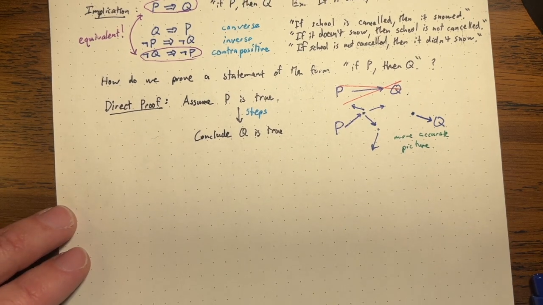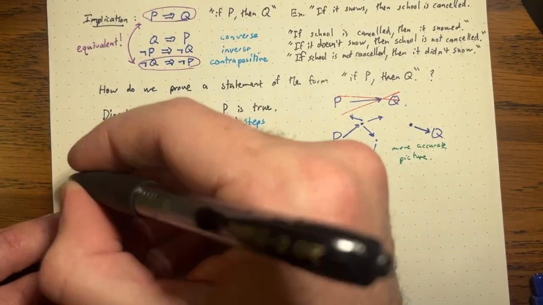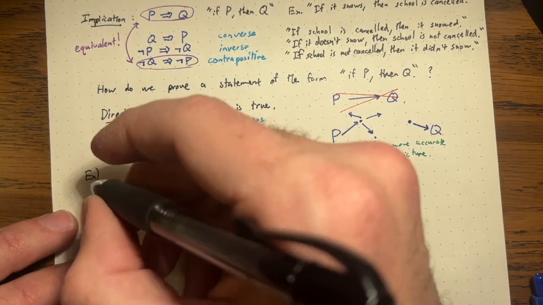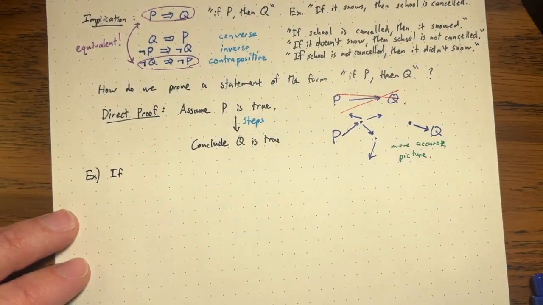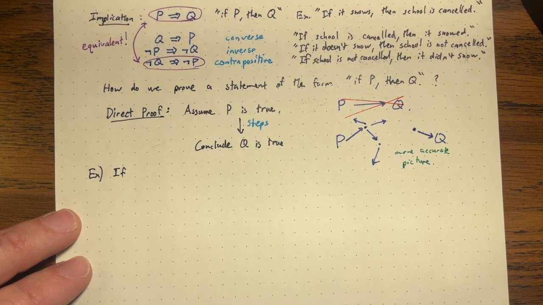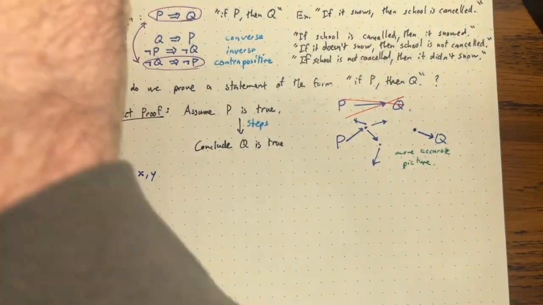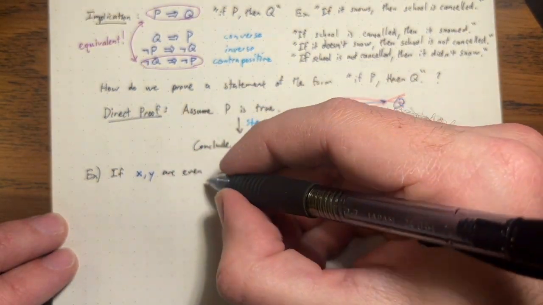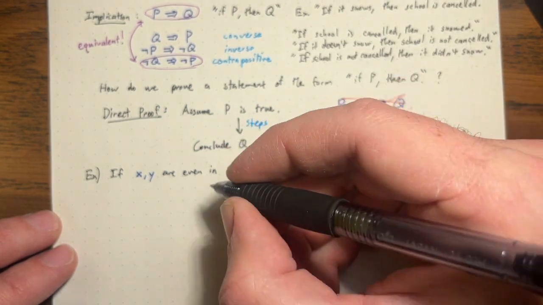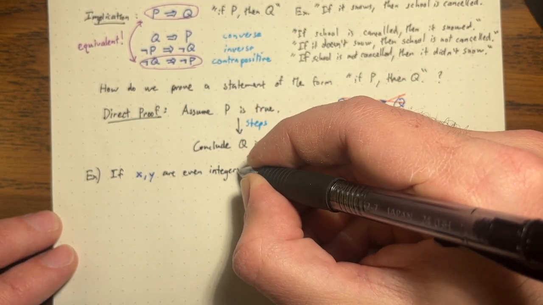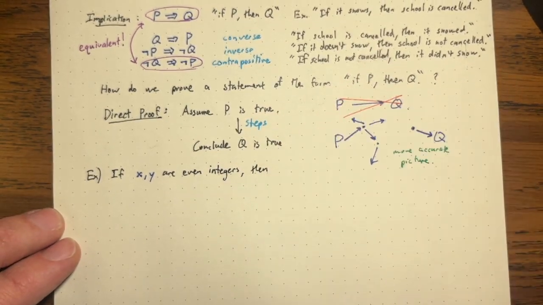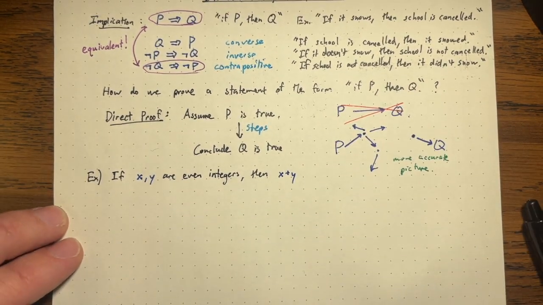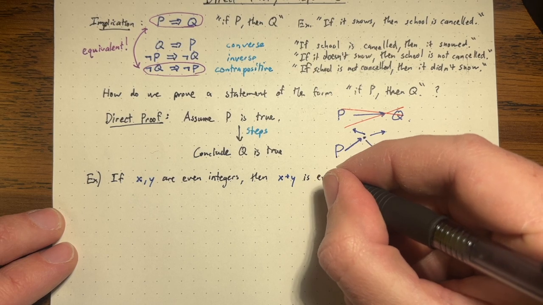We should immediately look at some examples. So let's start with something we're all familiar with. The only way to learn this is to do a bunch of examples. So I'm going to do a few just right here in lecture. So if x and y are even numbers, by even number, I mean they have to be integers if we're talking about even and odd. So I'll just make it clear. They're even integers. Then x plus y is even. That's a true statement. Let's prove it.